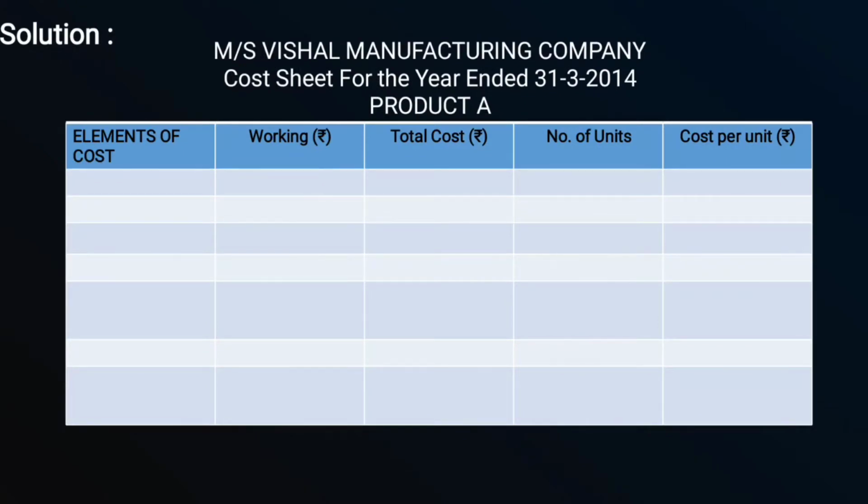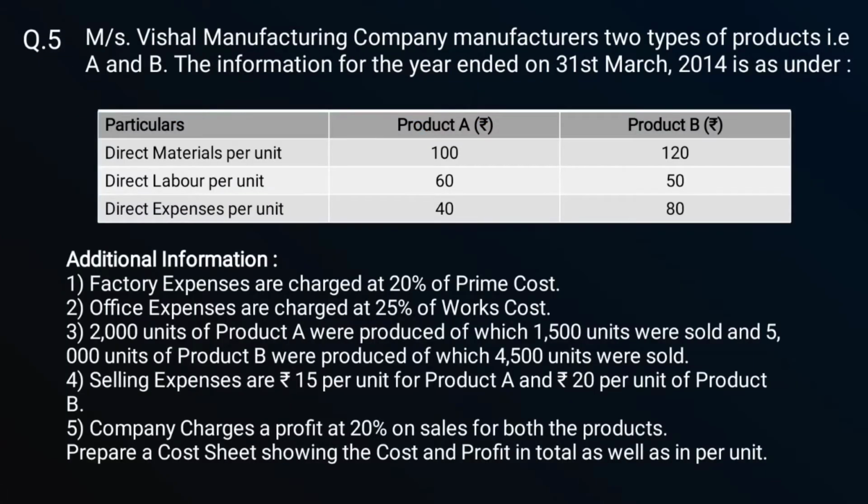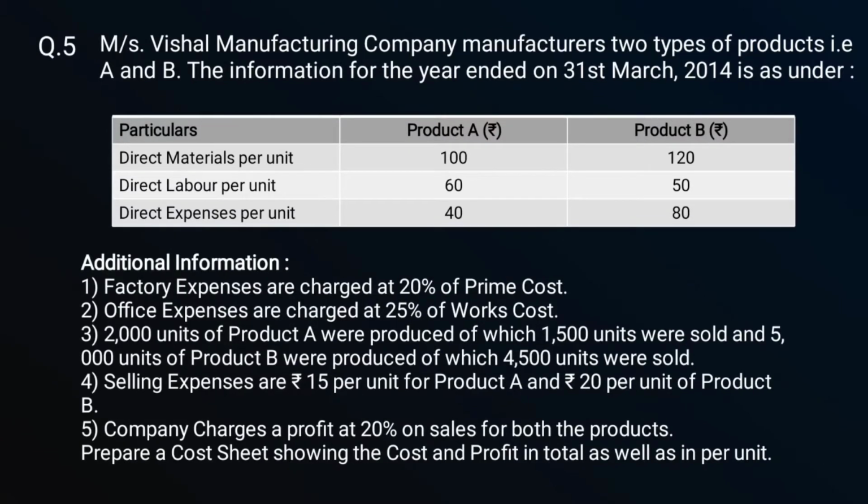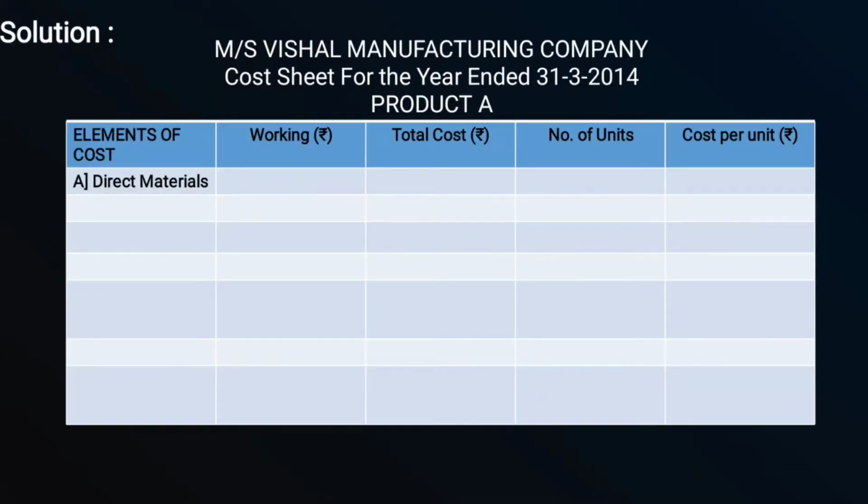So let us start preparing cost sheet. Messrs Vishal Manufacturing Company cost sheet for the year ended 31st March 2014 for product A. So let us start recording cost elements in the cost sheet. The cost per unit of direct materials is given as 100 and units is given as 2000 units for product A. So we'll record it in cost sheet. Part A, direct materials. Working will be 100 per unit into 2000 units. Total amount will be 2 lakh. Number of units are 2000 and cost per unit is 100.